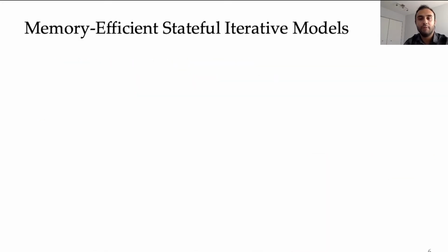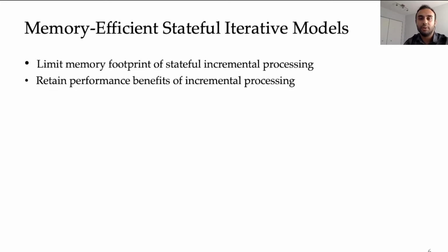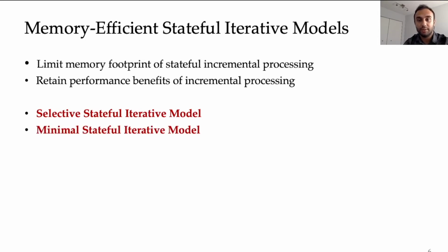In this work, we present two memory-efficient stateful iterative models that actively control the memory footprint while still enabling incremental computation for efficiency. First is the Selective Stateful Iterative Model that tracks only a subset of intermediate states. And then we have the Minimal Stateful Iterative Model that exploits certain key properties in graph computation in order to aggressively prune out the intermediate state to be tracked. Both of these models not only scale stateful iterative processing on larger graphs, but they also retain the benefits of incremental computation to maintain low latencies.